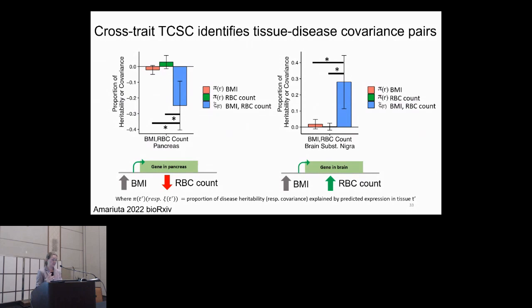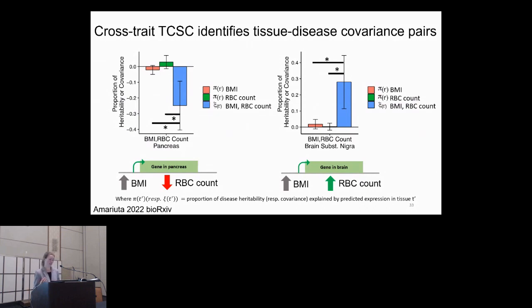Effectively what I'm showing in the plots is, in the red bars, the tissue-specific heritability estimates from the single trait analysis that I've been talking about this whole time. The green bar is the same thing for the second trait. And then the blue bar is the covariance that is explained by the tissue.